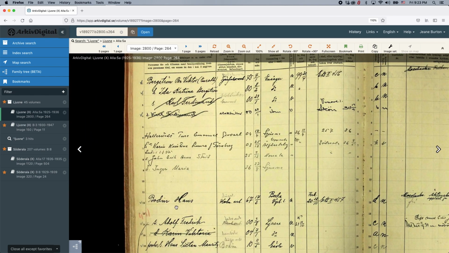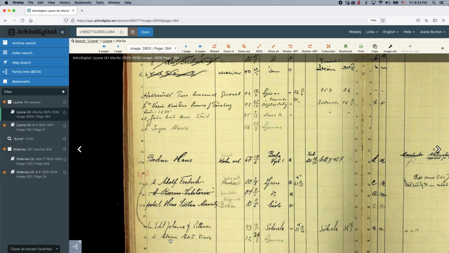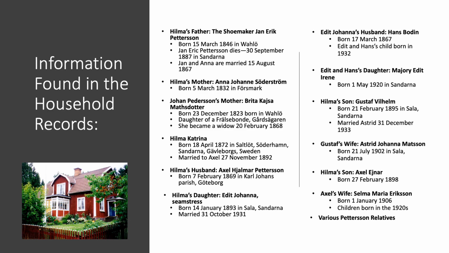We notice down here is a Hans Boden, and below it, it says with an arrow that she is living here now. She's his hustru. There's a son for Hans, daughter, and she's living there now. As you go through all the household records for an entire family, you're going to be able to find all kinds of information. Take a look at all the information we've gathered from our sweep of Hilma's household examination records.